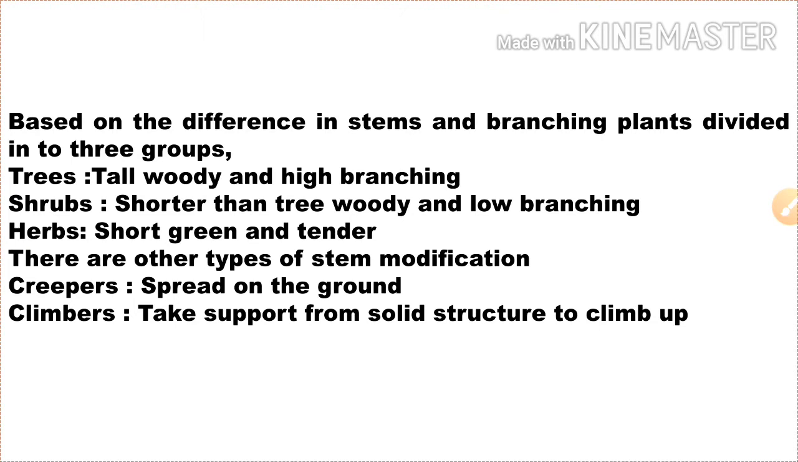There are other types of stem modification, that is creepers and climbers. Both are thin and weak, but some of them spread on the ground and others take support from a solid structure to climb up. Creepers spread on the ground, like pumpkin, watermelon. And next one, climbers take support from a solid structure to climb up, for example money plant.